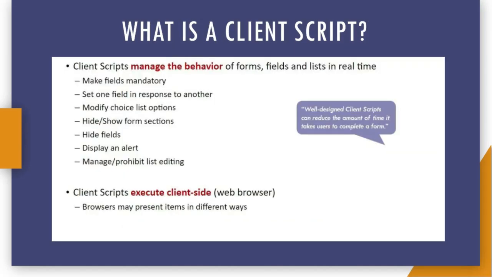Okay, so what is a client script? It is a type of JavaScript code that runs on the web browser. So what does a client script generally manage in terms of behavior? It informs fields and lists in real time, makes fields mandatory, sets one field in response to another, modifies choice list options, hides or shows form sections, hides fields, displays an alert, and manages or prohibits list editing. Client scripts execute on the client side only, that is, on the web browser. The browser may present items in different ways.